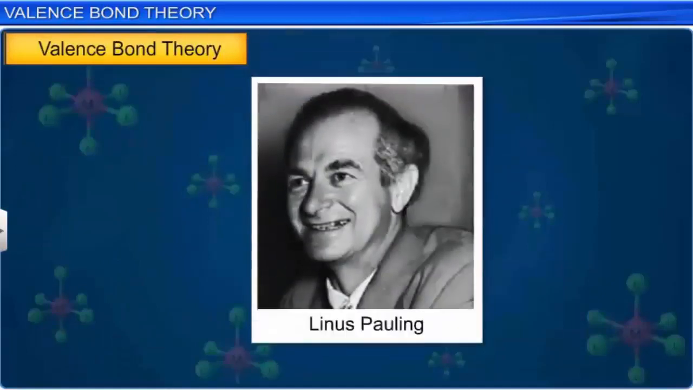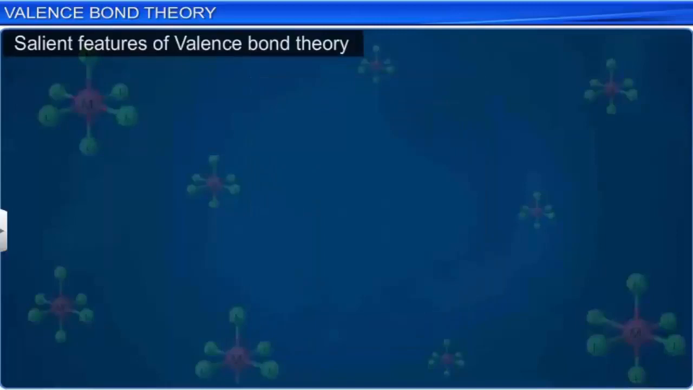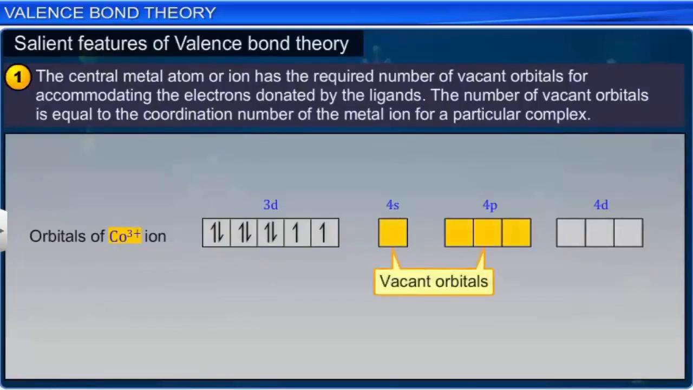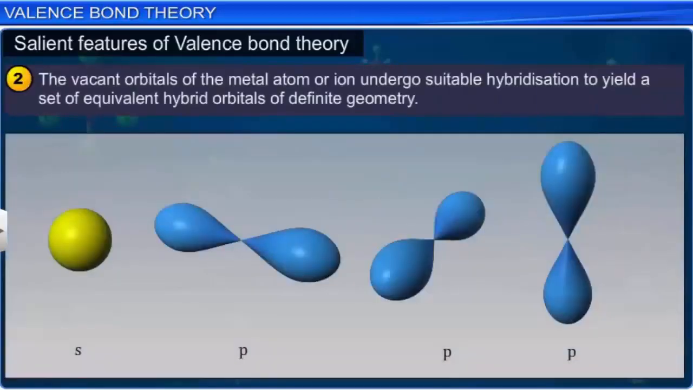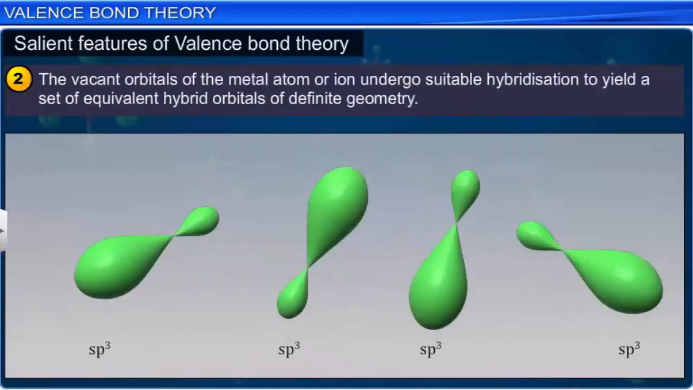Here are some salient features of the theory. The central metal atom, or ion, has the required number of vacant orbitals for accommodating the electrons donated by the ligands. The number of vacant orbitals is equal to the coordination number of the metal ion for a particular complex. The vacant orbitals of the metal atom or ion undergo suitable hybridization to yield a set of equivalent hybrid orbitals of definite geometry.